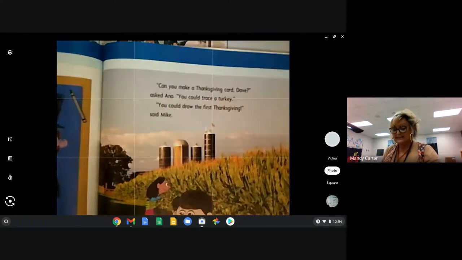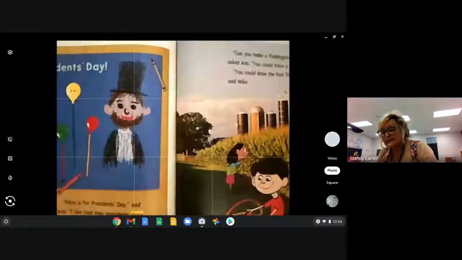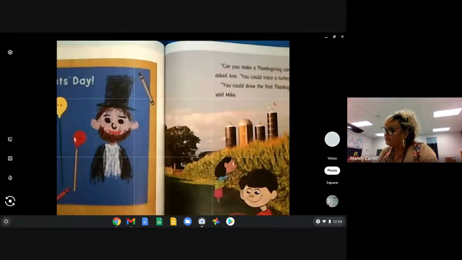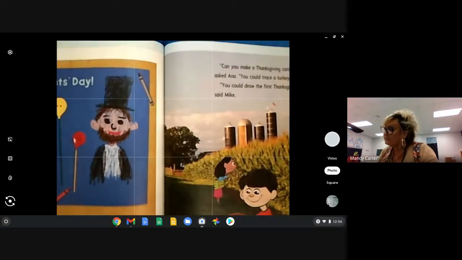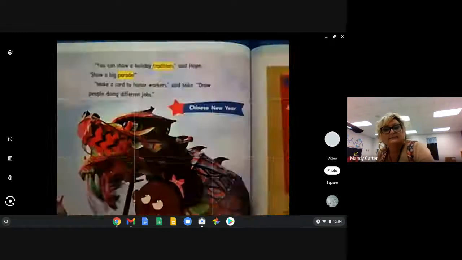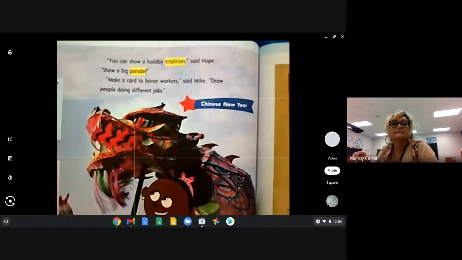So I'm seeing the two other characters in the story, Anna, and they're trying to help. Mike and Anna are trying to help Dave figure out what holiday he can pick.